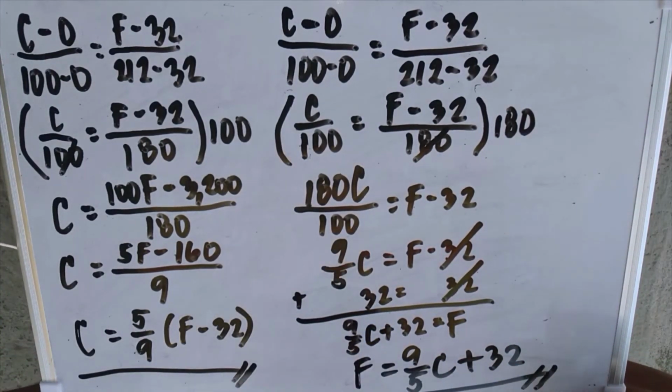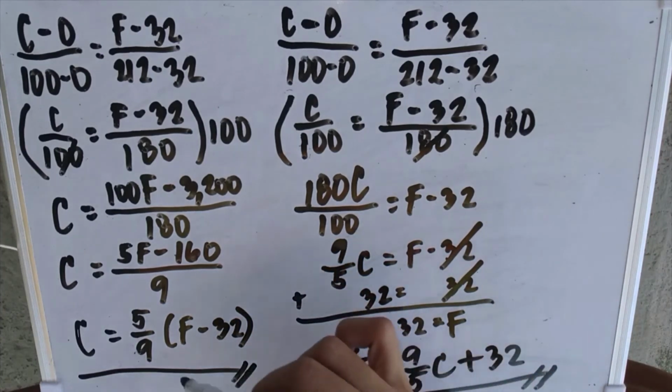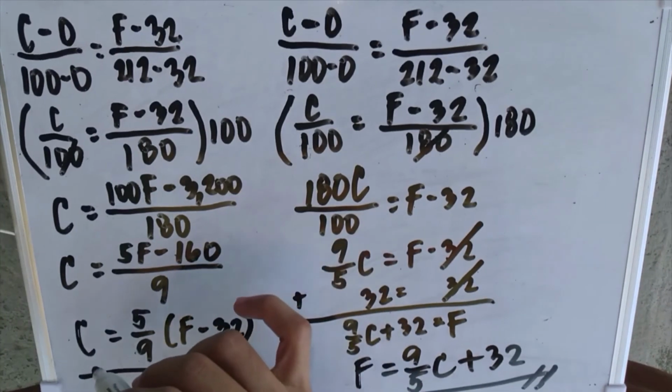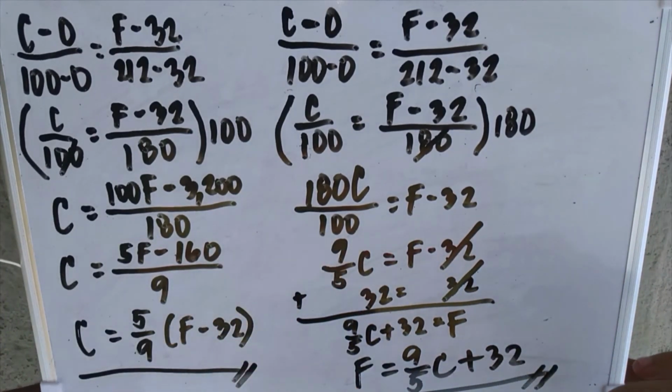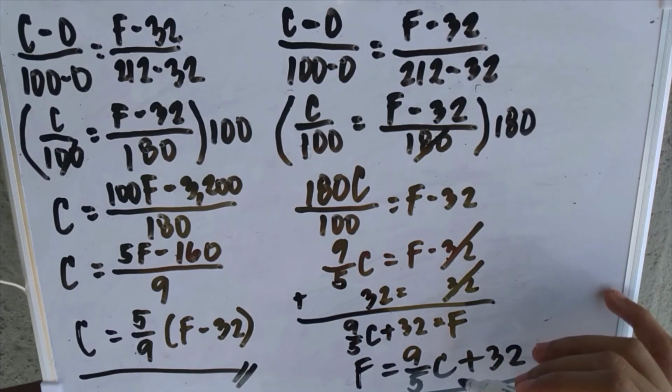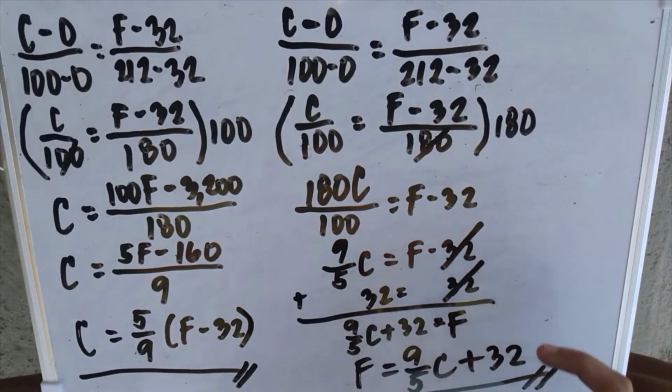So we already derived the formula for Celsius when we have a temperature given in degrees Fahrenheit. Just simply substitute here so that we can get an answer in degrees Celsius. Same as the Fahrenheit formula, just simply substitute the temperature given in degrees Celsius so that we can convert it into degrees Fahrenheit.